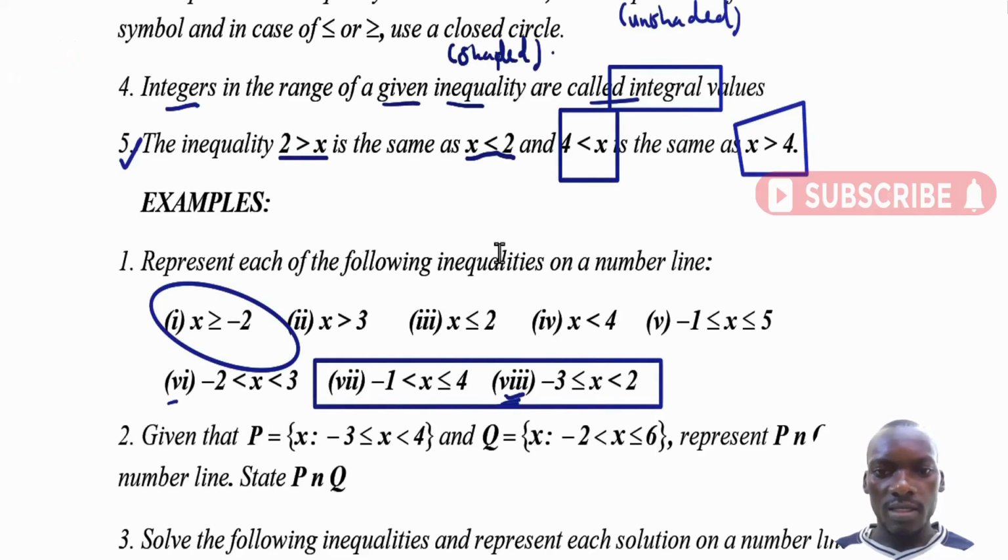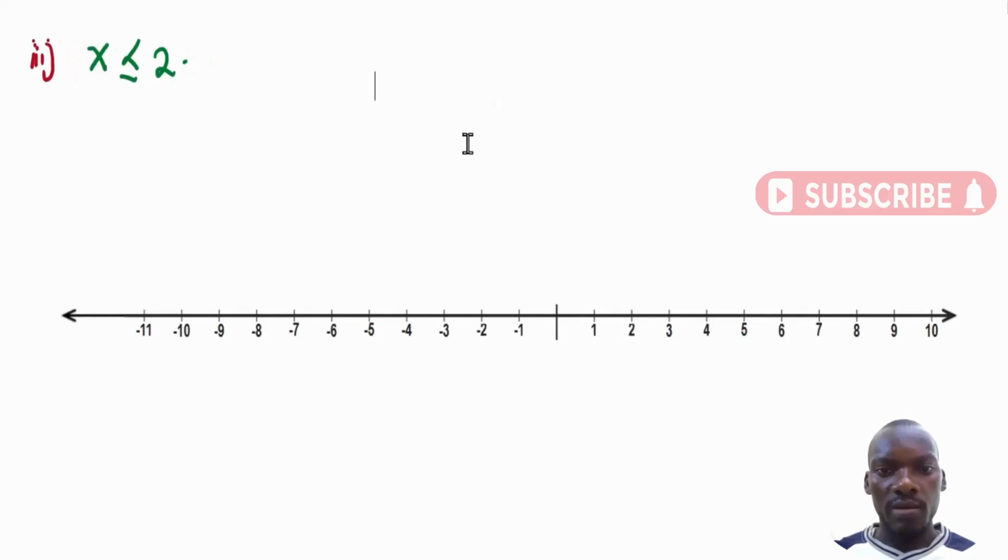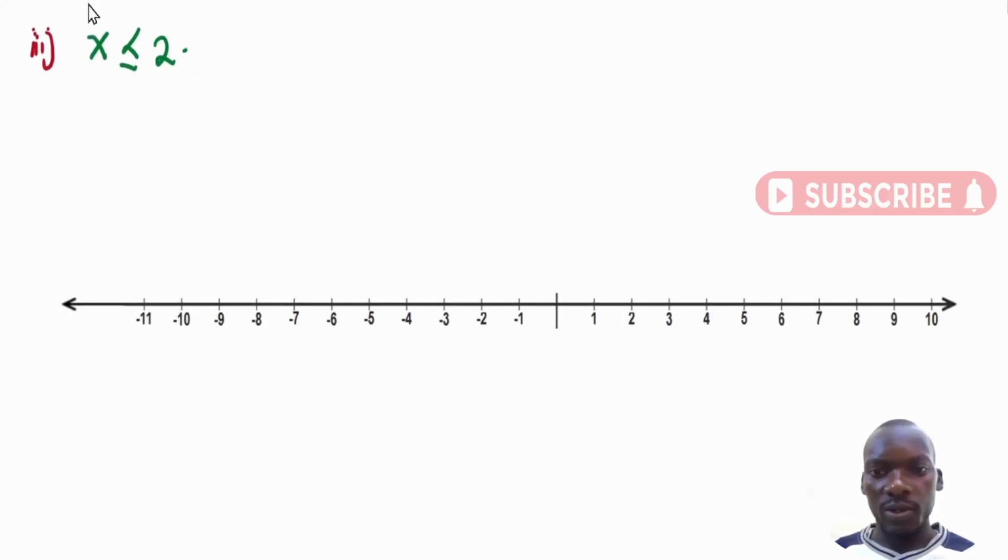We can now proceed to Roman numeral 3 of our question. We have it as x is less than or equal to 2. So we bring our number line, then we trace where 2 is. It is at this point. We draw a small circle there. Then we ask ourselves, are we supposed to shade it? The answer is yes, because this is a less than or equal symbol. So we shade it fully.